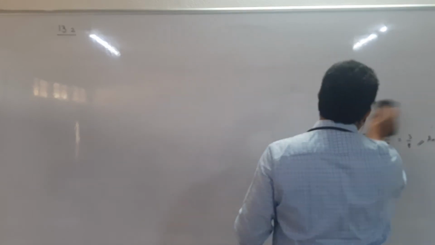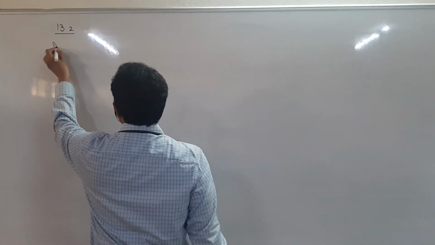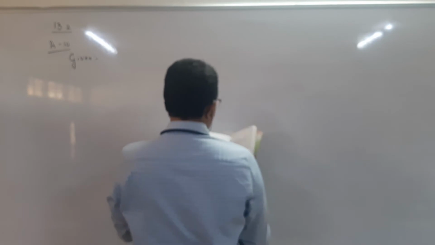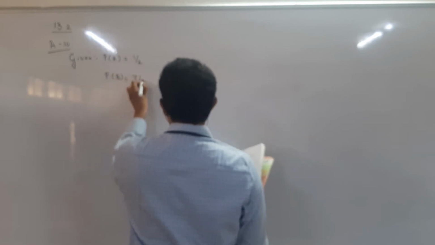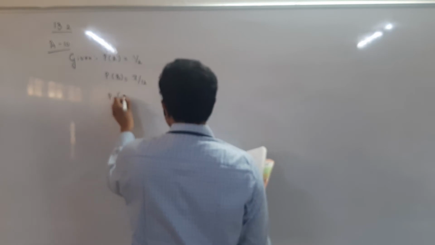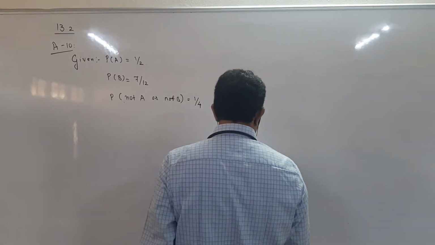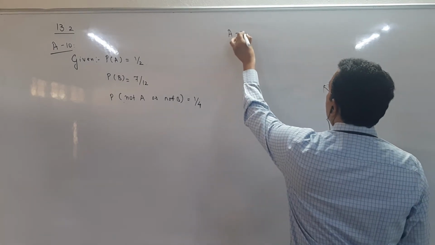Now, here, students, pay attention. In the tens, A and B are such events that P of A is half. Okay, answer 10. According to E, P of A is equal to 1 by 2, P of B is equal to 7 by 12, P of not A or not B is 1 by 4. Check whether events A and B are independent. Okay, 11 symbols are noting down.